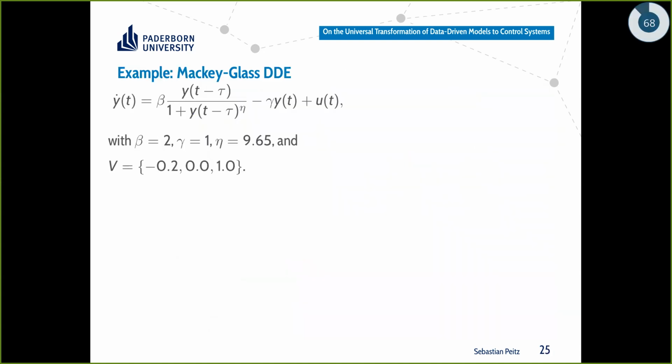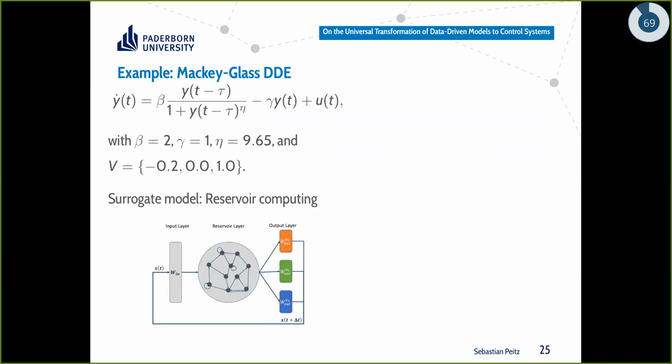Let's have a look at the Mackey-Glass delay differential equation. It's given here in the top left with these fairly standard parameters that give rise to turbulent or chaotic dynamics. And we pick our inputs as these three different input levels, and then apply reservoir computing as a surrogate modeling technique. And for those of you who are not familiar with reservoir computing, it's basically recurrent neural networks. So it's not feed forward, but you have these loops.